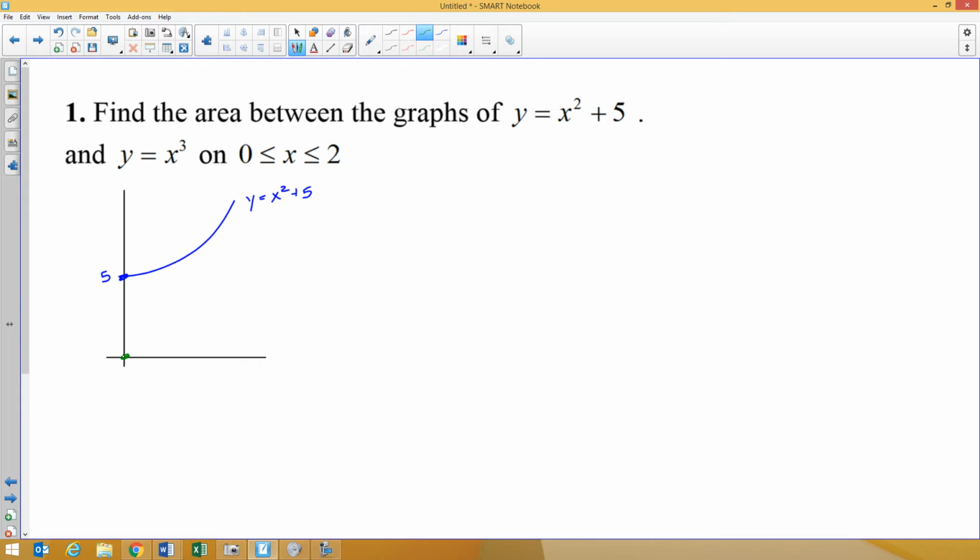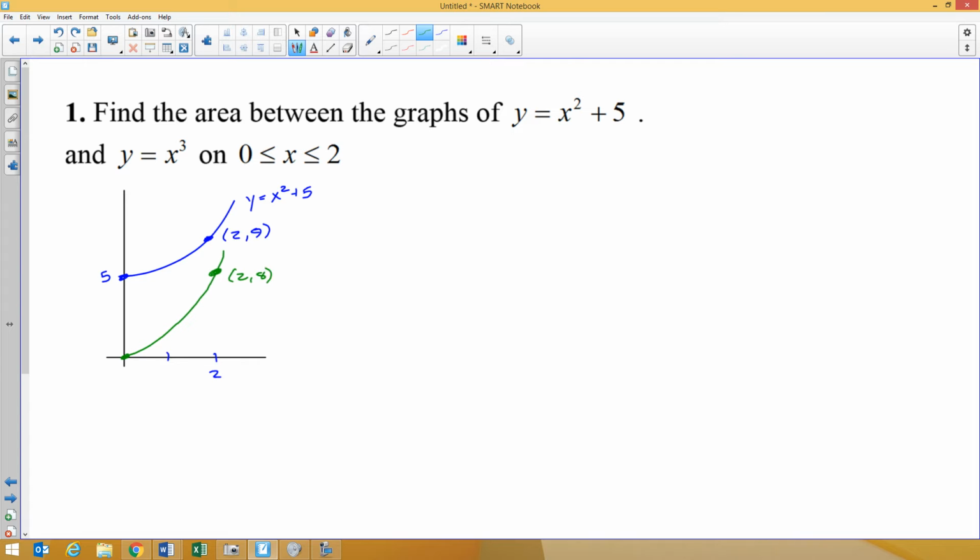Now, I do know that if I go far enough to the right, x cubed will eventually intersect x squared. What I want to know is, does it intersect before 2 or after 2? So I'm just going to plug in 2 to both of these functions. When x equals 2, x squared plus 5 is 2 squared plus 5, which is 9. That's at a y coordinate of 9. And if I plug 2 into y equals x cubed, it's only at a y coordinate of 8. So that tells me that on the interval 0 to 2, these two graphs do not intersect.